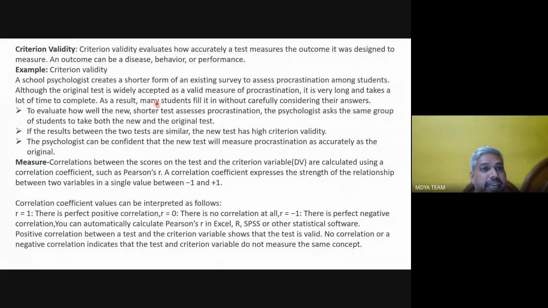Third one is criterion validity. Criterion validity evaluates how accurately a test measures the outcome it was designed to measure, right? So criteria, see what is criteria?